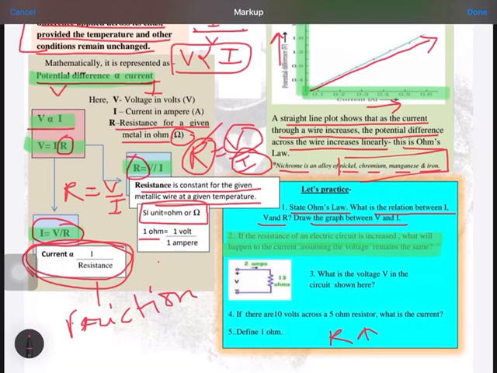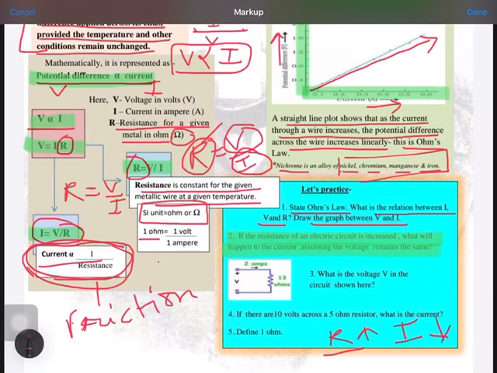So you write this formula first, that current is inversely proportional to resistance. So if the resistance is increased, the value of I, that means the current, will decrease. Remember this: if the resistance is increased, the value of current will decrease.